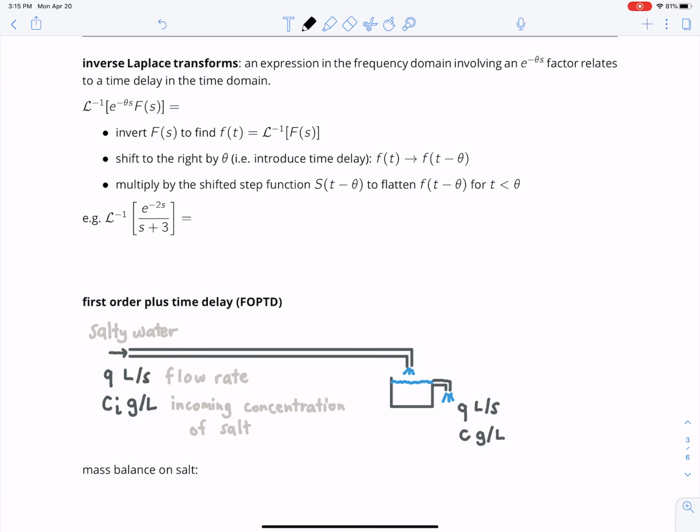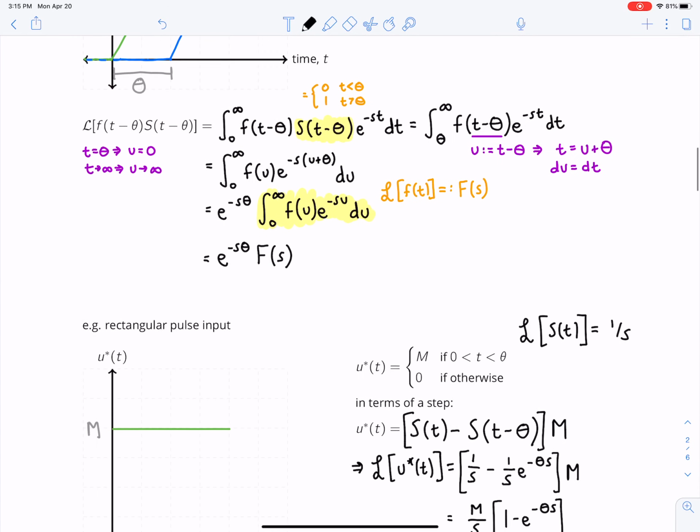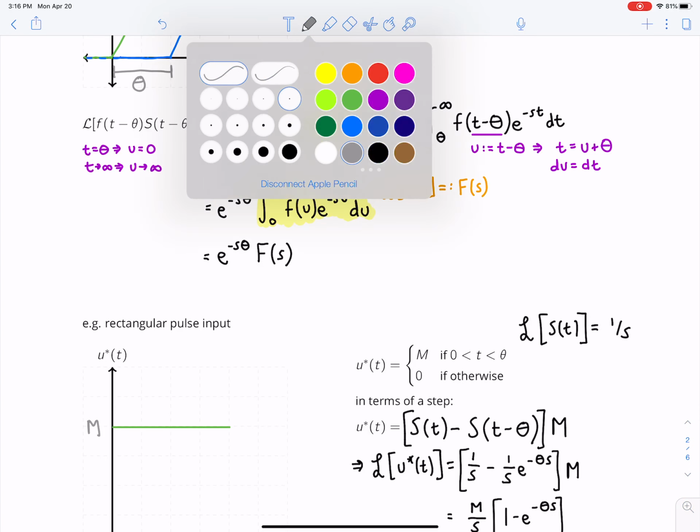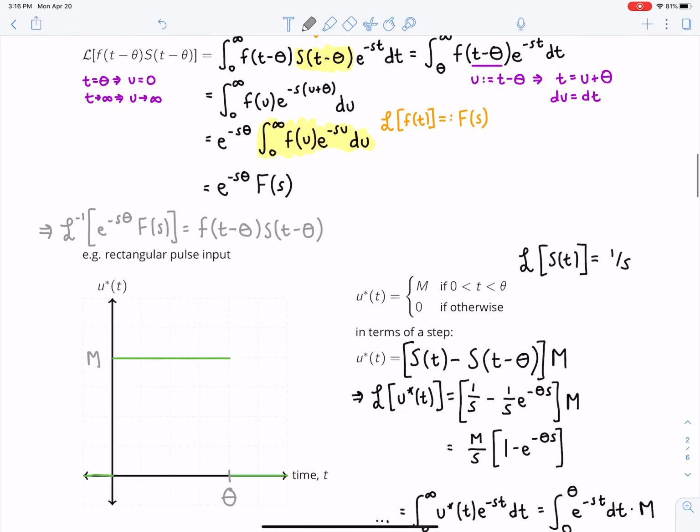Now, what about when we want to invert Laplace transforms? Okay, so now we're taking the inverse of a function that involves an e to the minus theta s term. And anytime you see an e to the minus theta s term, what that means is there's a time delay. All right. And based on this, we just work backwards what we've derived. So if the Laplace transform, so I'll make it gray here. So this basically says that if you take the inverse of what we've derived right here, e to the minus theta times s, F of s, then this is equal to, if you invert that capital F of s, shift it to the right, hit it with a step function shifted to the right as well in order to flatten it for t less than 0.